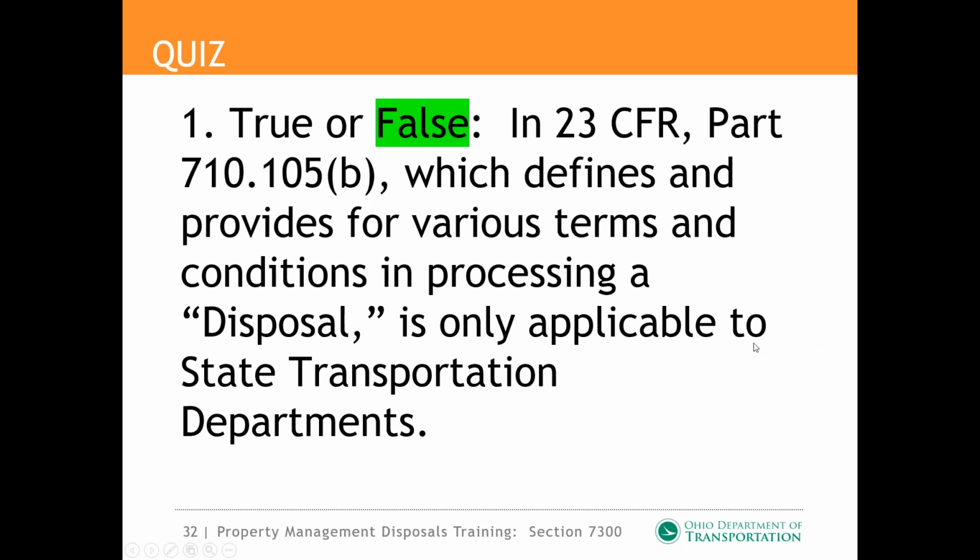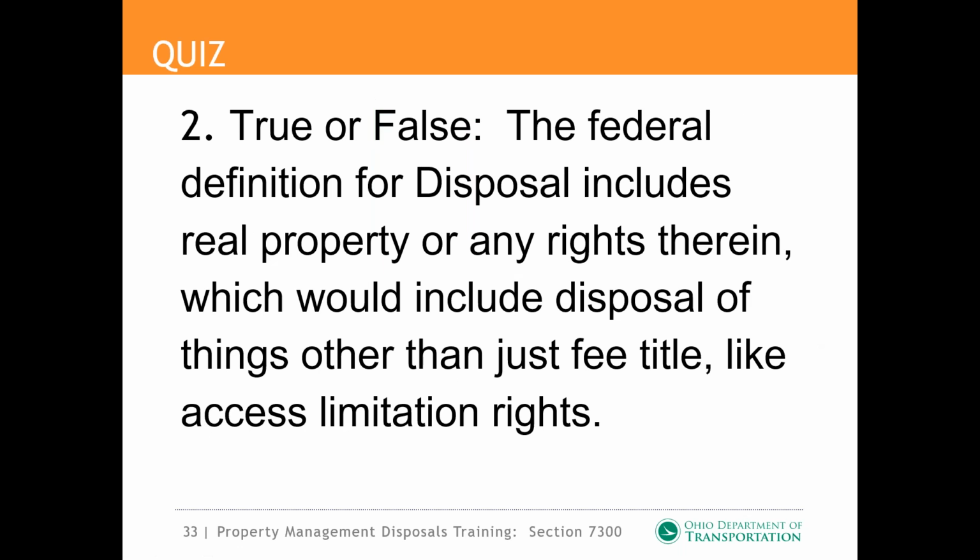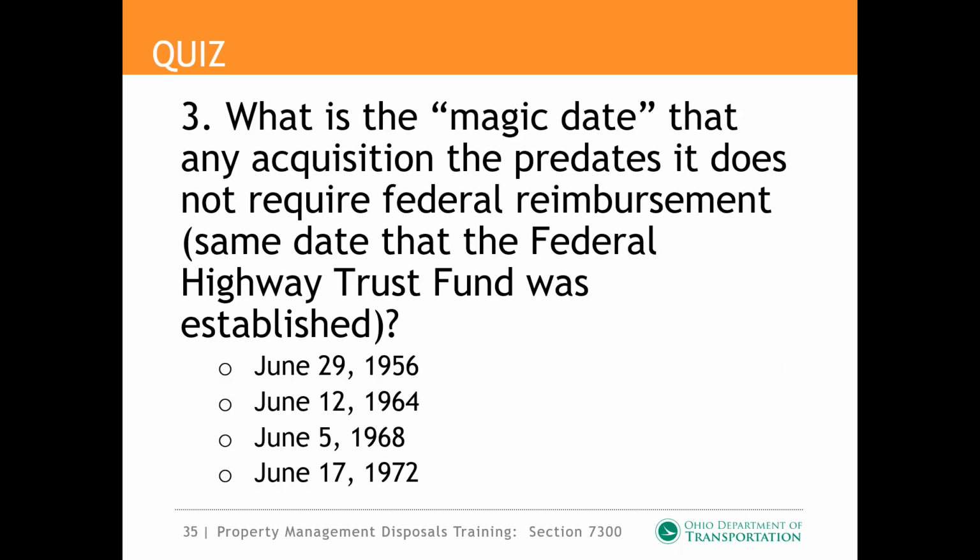Okay, number two, true or false? The federal definition of disposal includes real property or any rights therein, which would include disposal of things other than just fee title, like access limitation rights. True or false? Okay, we'll see what starts to roll in. Oh, I'm getting T's this time. Man, we got lots of T's. Smart people today. That would be true. Just like the bundle of sticks theory that's always floated around in real estate.